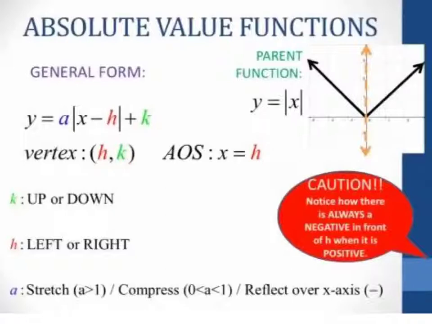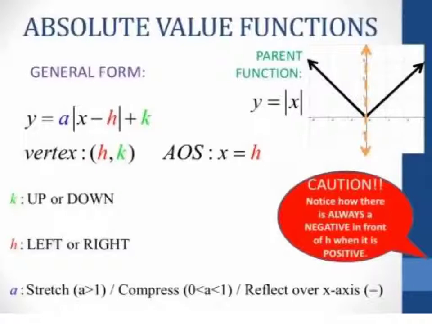Now I want to caution you guys, when you see x minus h, what goes in for h is always going to be the opposite of this. So if you see x minus 4, it'll be a positive 4. And if you see x plus 4, this will be a negative 4. Okay? Your axis of symmetry is always going to be x equals whatever this h is.